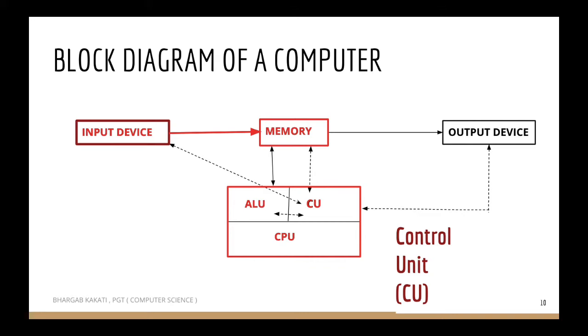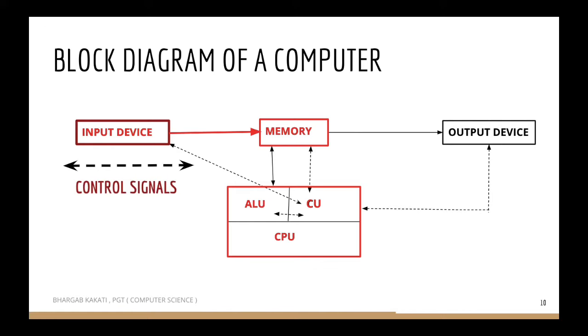Next we have the Control Unit. Control Unit is responsible for sending or receiving the control signals. Here we see some dotted lines. The dotted lines represent the control signals. If you look at the diagram carefully, the control signals are connected from the control unit. As you can see, the control unit is connected to each and every component of the computer. These are the control signals, and the solid lines represent the transfer of data from one device to another.